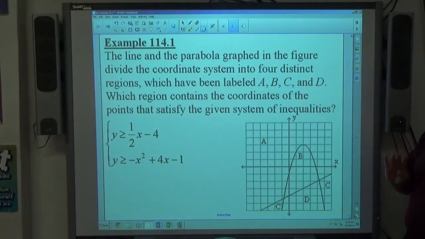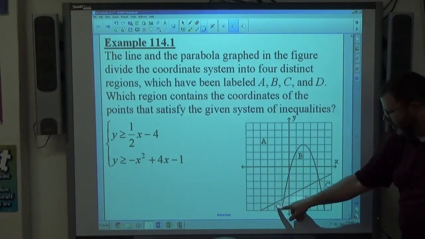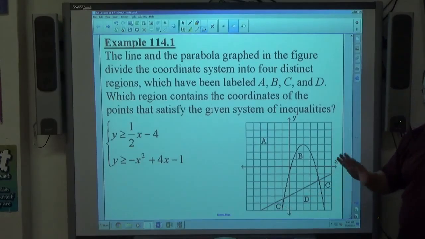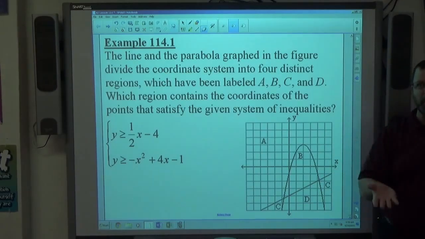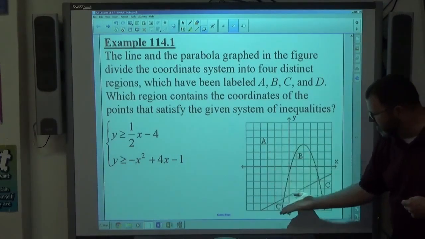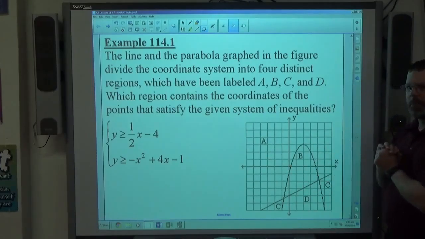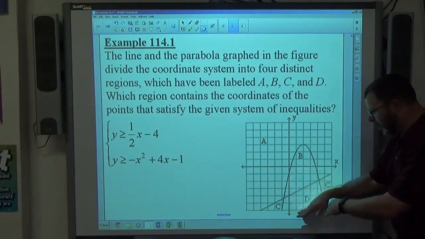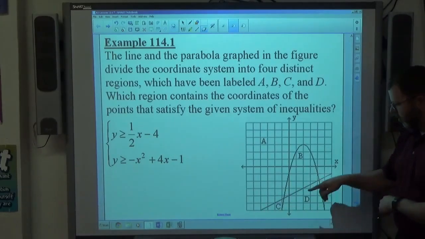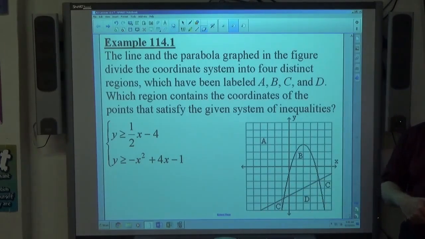And it says 4 distinct regions. Notice C is 2 of those. All right, so it actually looks like 5 regions. But think of things either inside or outside the parabola, above or below the line. So if we look at region A, that's above the line, outside the parabola. Region B is above the line, inside the parabola. Region C is below the line, outside the parabola. Region D is under the line and inside the parabola.